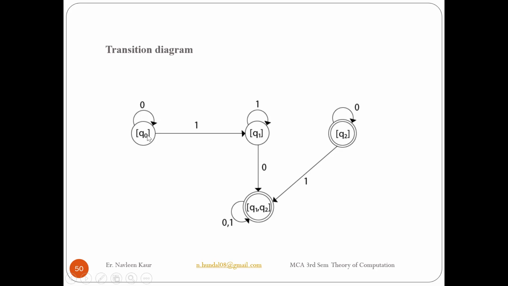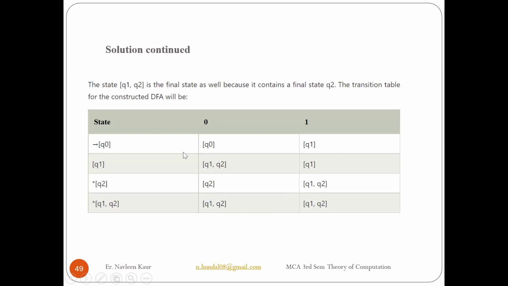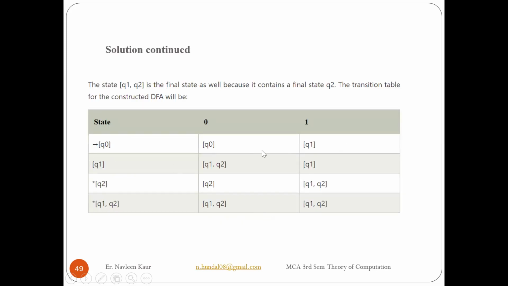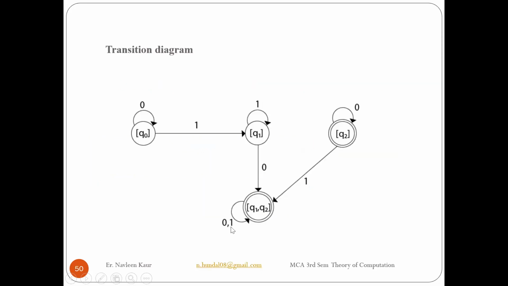Q0 on 0 takes you to Q0. Q0 on 1 takes you to Q1. Done. Q1 on 0 takes you to Q1, Q2, the final state. Q1 on 1 takes you to Q1. Right? After that, Q2, which is a final state, on 0 takes you to Q2. On 1 it takes you to Q1, Q2. The last one, for Q1, Q2, even if you give it 0, it will come back. Even if you give it 1, it will come back. So this is the final transition diagram being generated.